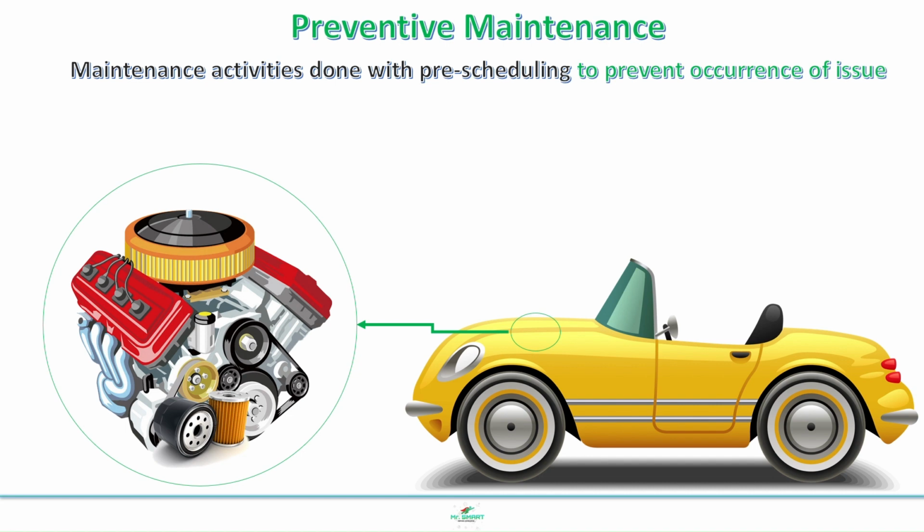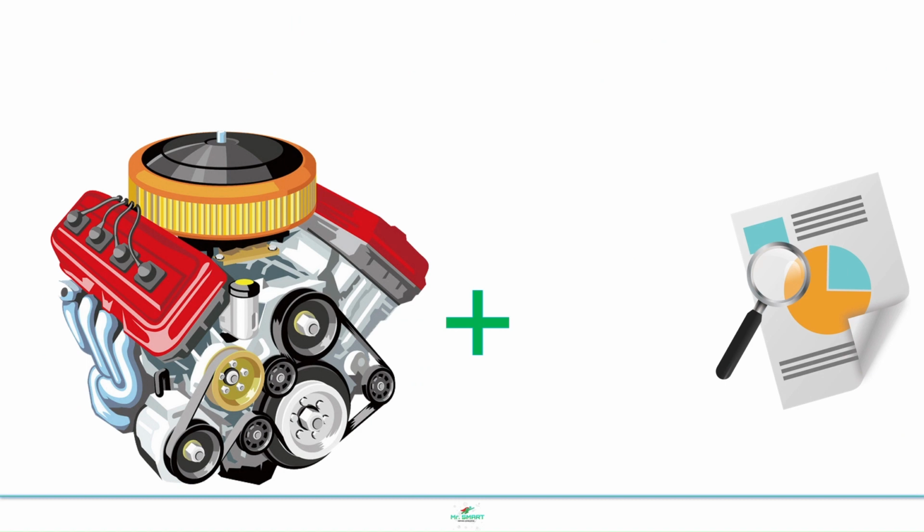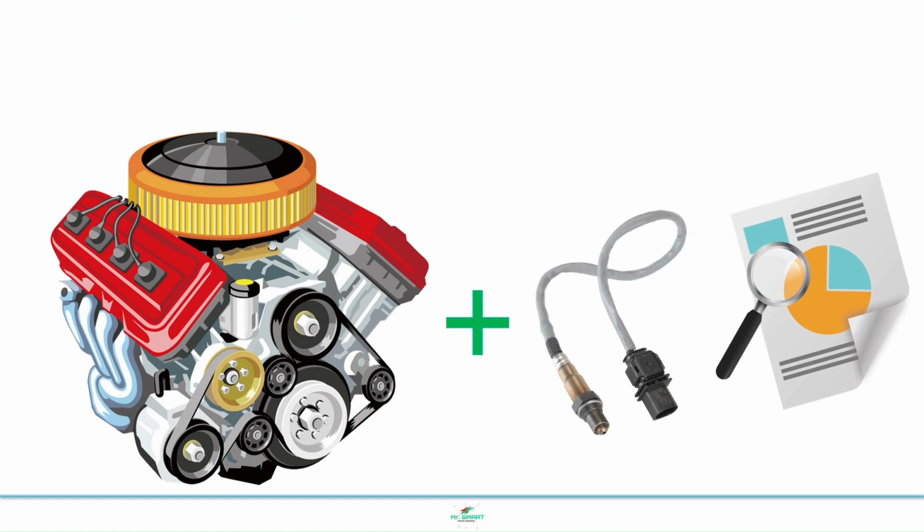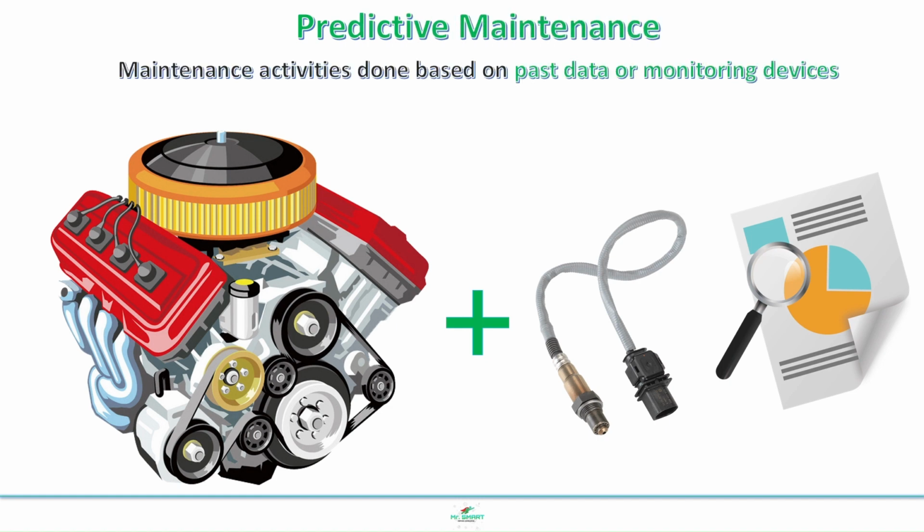Good job. But still, what if you haven't driven the car frequently and your preventive maintenance schedule asks you to change the engine oil once in every 3 months? This too costs you a lot. Am I right? What if you have data on oil level and condition, or else a sensor to monitor the oil? Smart way, isn't it? Doing a maintenance activity based on past data or monitoring devices is known as predictive maintenance.